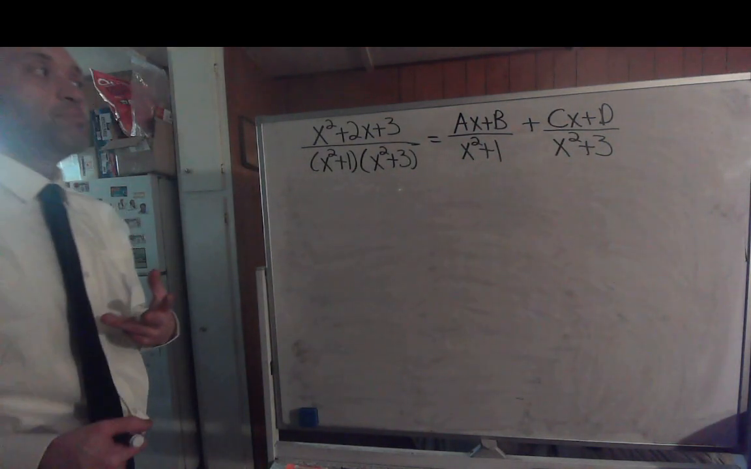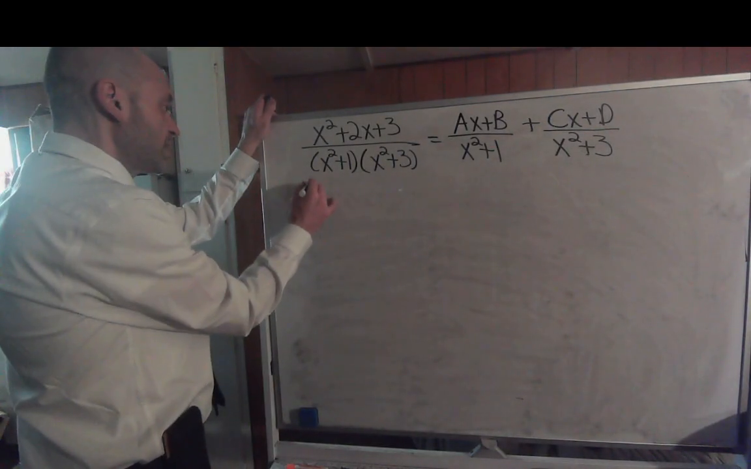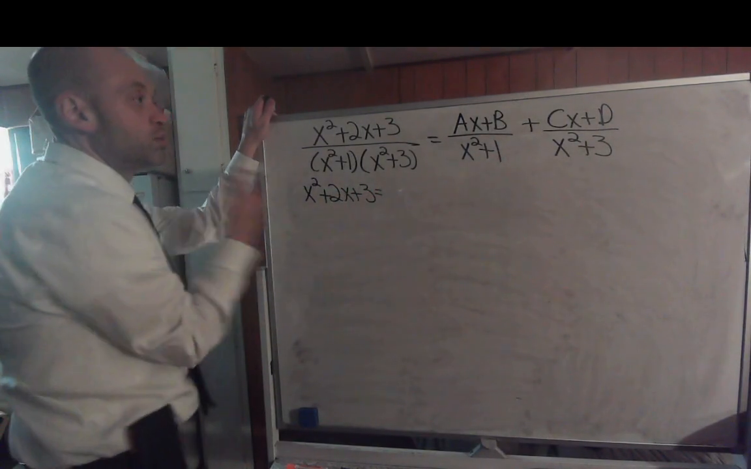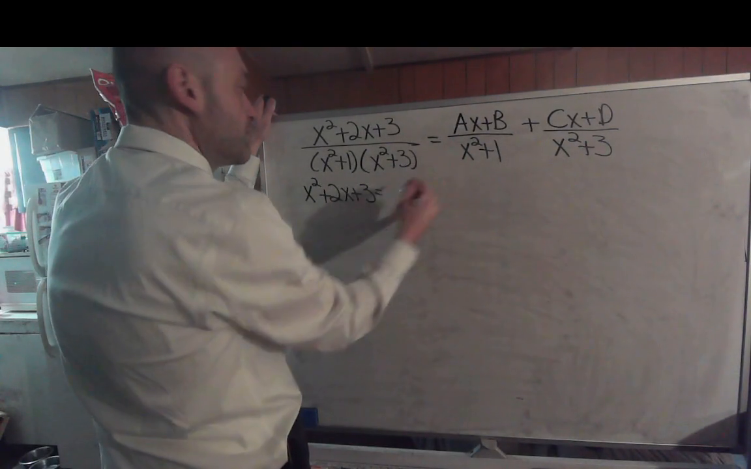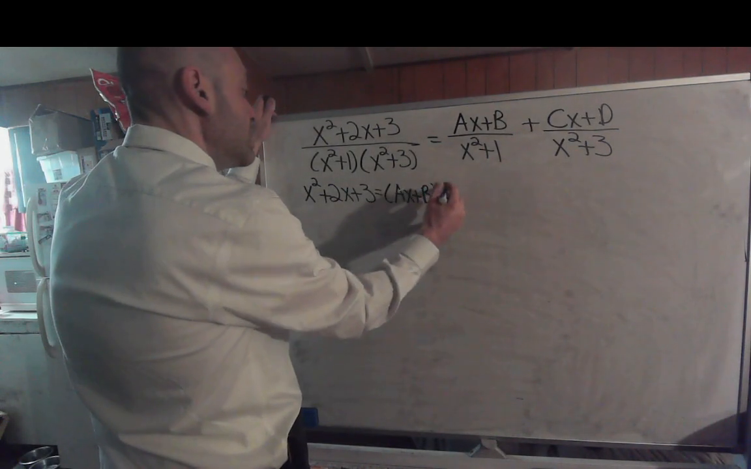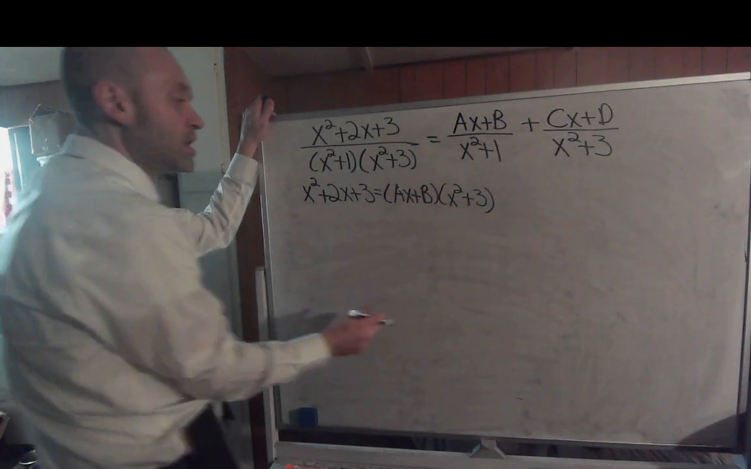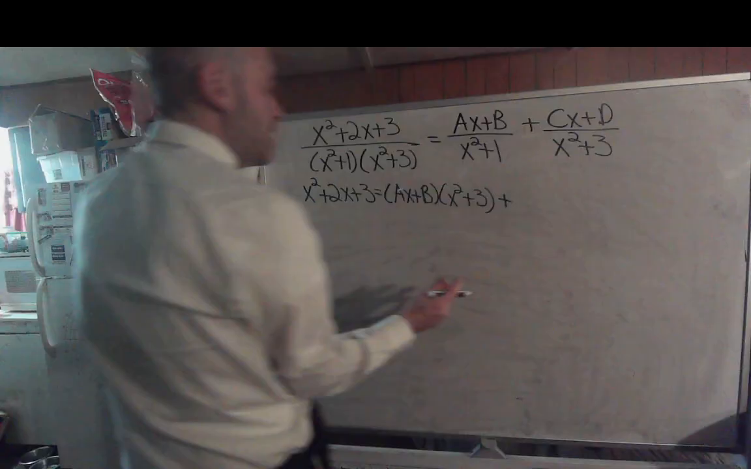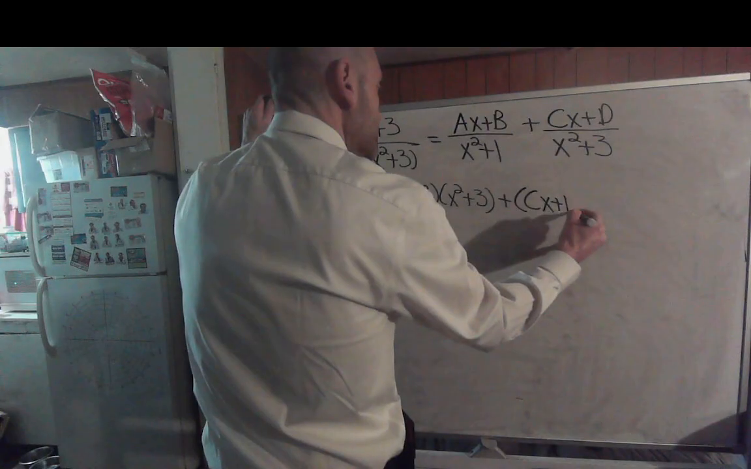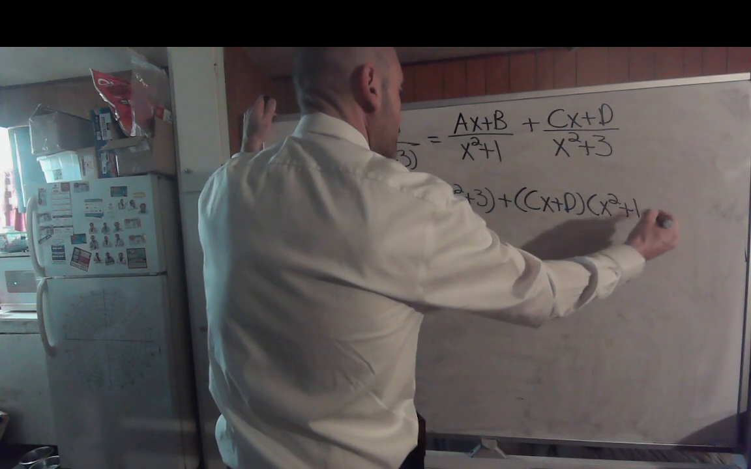Now multiply both sides by the common denominator. You should end up getting x squared plus 2x plus 3 would equal, multiply the first term, you'll end up getting Ax plus B times x squared plus 3, plus now you'll end up getting that Cx plus D times that x squared plus 1.